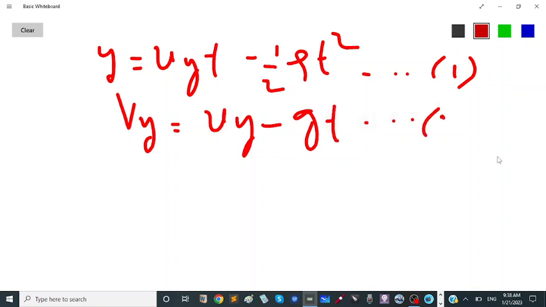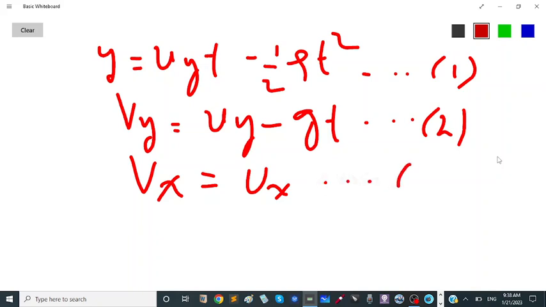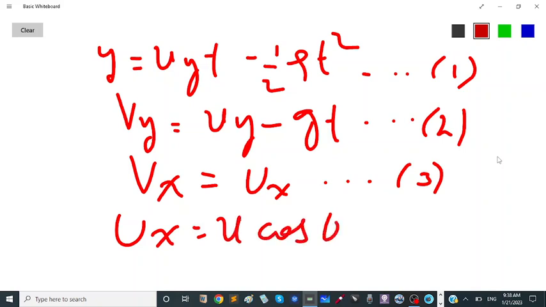Okay, this is 2, and the Vx is given by Ux. Okay, this is 3, and Ux is given by U cos theta, and Uy is equal to U sin theta. Okay, this is 4.